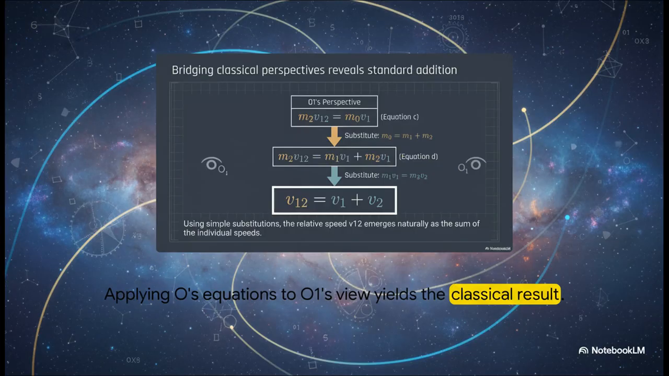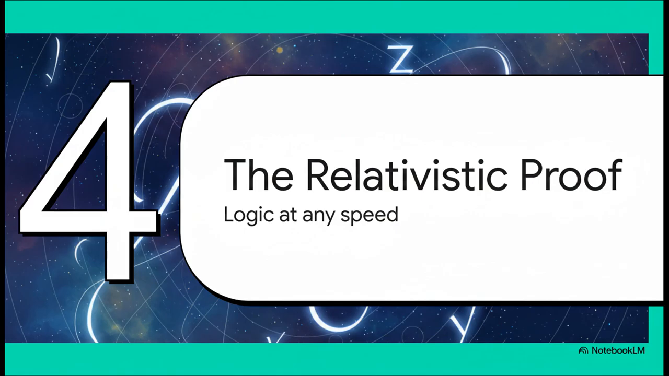And here is where it gets cool. We take those simple equations from our first observer and we see how they look from our second observer's point of view. And after just a couple of quick substitutions, boom, we get the classic answer we all learned in school. The combined velocity is just v1 plus v2. It works. The method is solid. Okay, now for the main event.